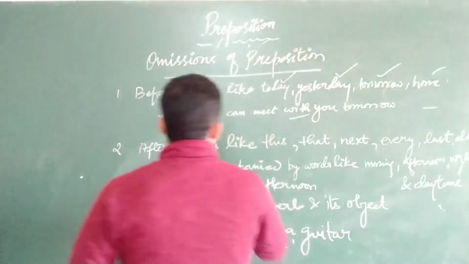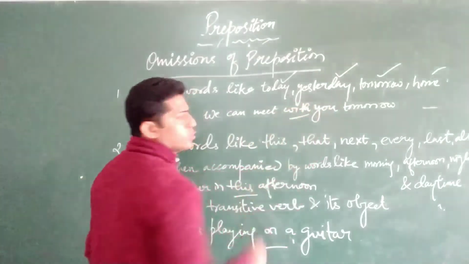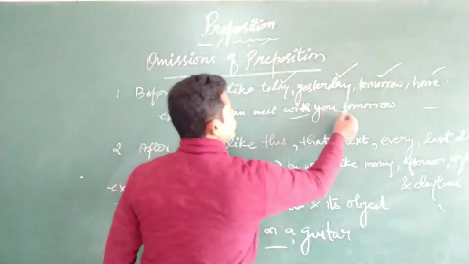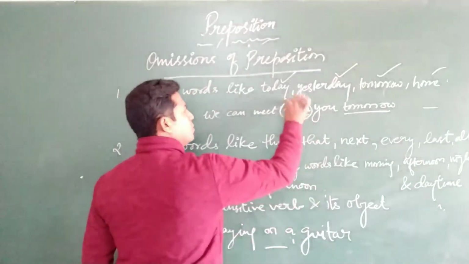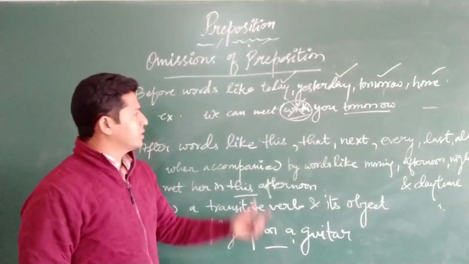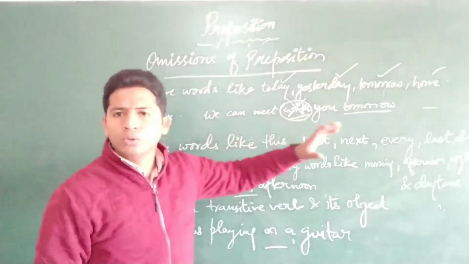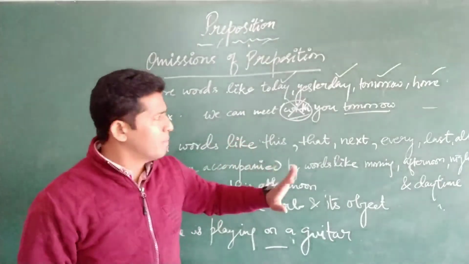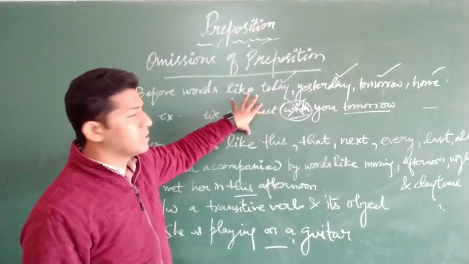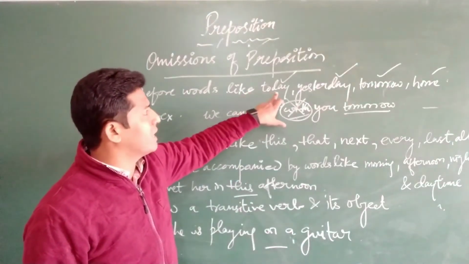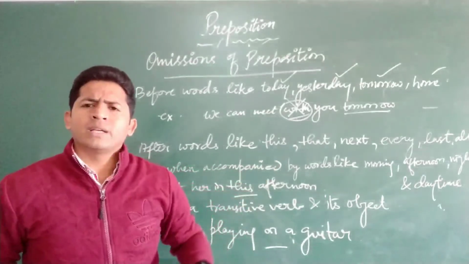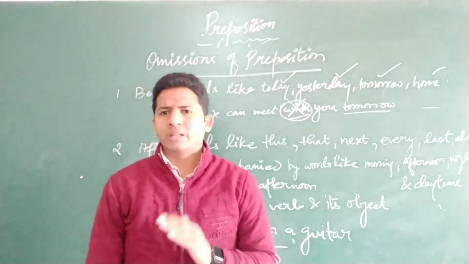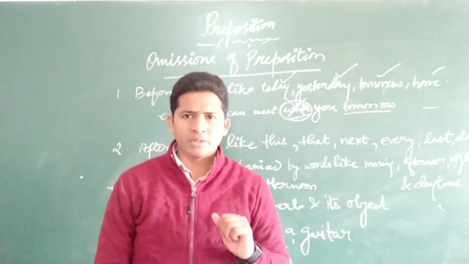Like, we can meet with you tomorrow. You have tomorrow written here. There is no need to use with. The correct sentence will be, we can meet you tomorrow. So the number one case where a preposition is not required is words like today, yesterday, morning, tomorrow, home. With such words, there is no requirement for any preposition.